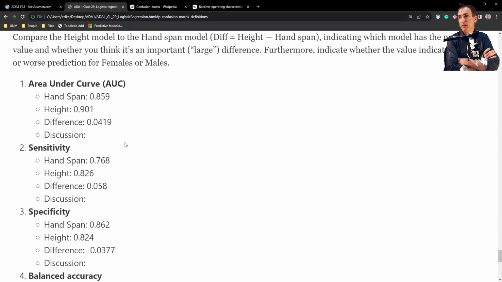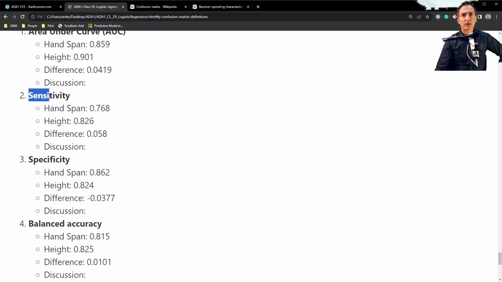I would say maybe 5% starts to get a little bit big. If something's 5% more than another on the absolute scale from 0 to 1, then that starts to be pretty big. So I'll just give you that as a threshold of being big or not. So this I would say is moderately big, and it gives us some preference for the model with the larger area under the curve. This helps us think about height as being a slightly better model, but not a lot better. For sensitivity, this is the ability to correctly classify females.